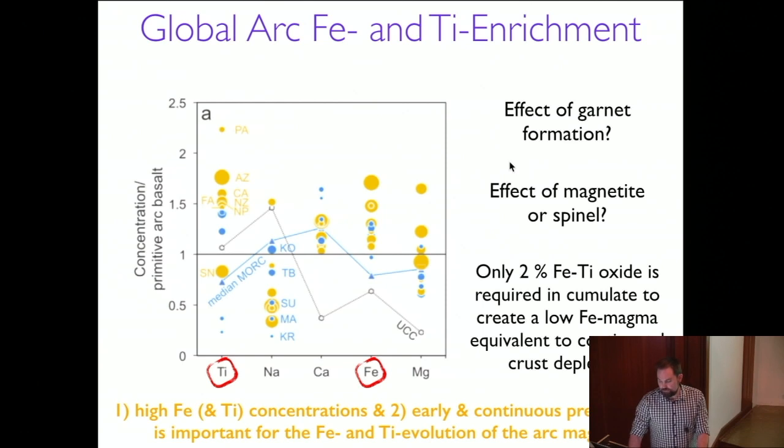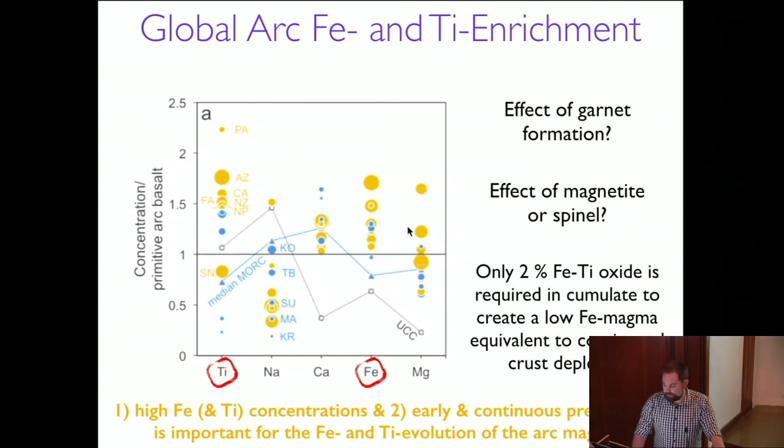One option, especially for continental arcs that get to the depth that's required to form garnet, is that garnet is sequestering iron as these cumulates form and creating this enrichment you see in the cumulates and therefore the depletion in the upper continental crust.